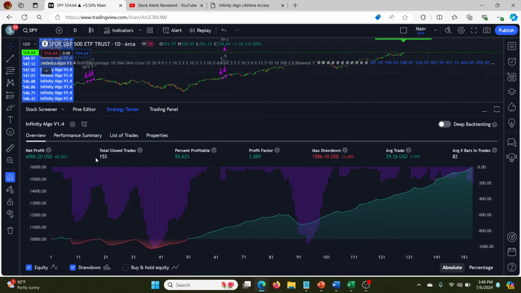That's over 153 closed trades on the daily time frame on SPY, which is phenomenal. Like, that's really, really good. So if you wanted to do this strategy on the daily time frame, these would be long swing trades, you would do really well according to the backtest.